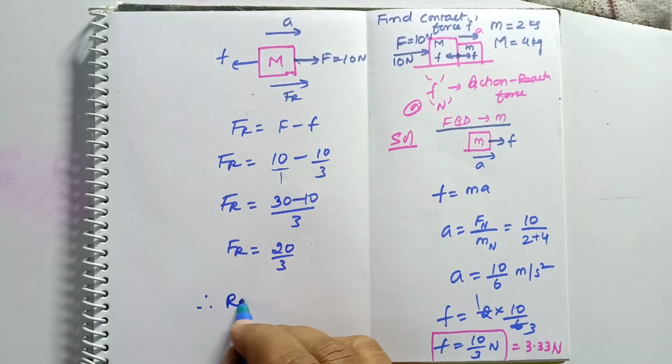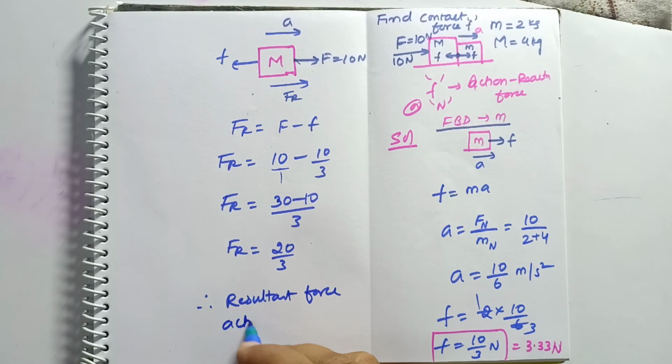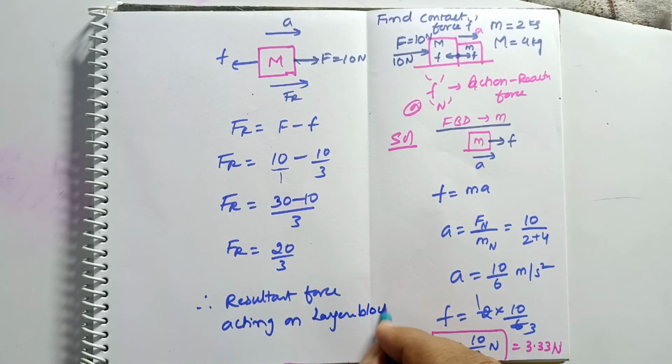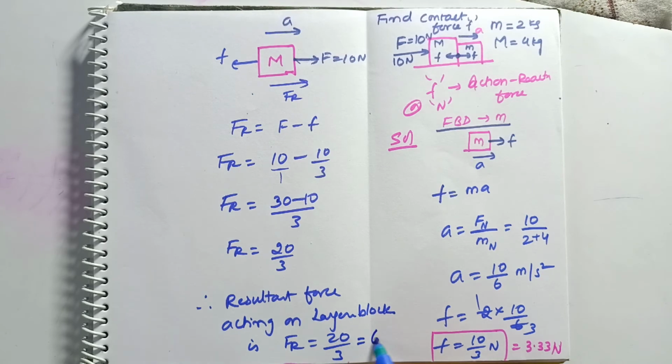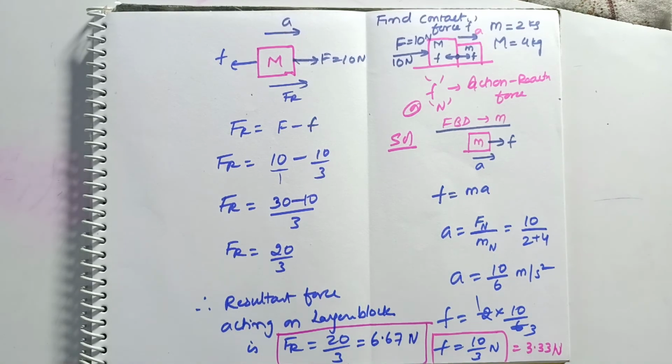Therefore, the resultant force acting on the larger block is Fr is equal to 20 by 3, or you can write in decimal points also. 6.666 you will get. You can stop it like this. So the resultant force acting on the larger block is this one. So here we can write the answer as 6.67. This is one model here.